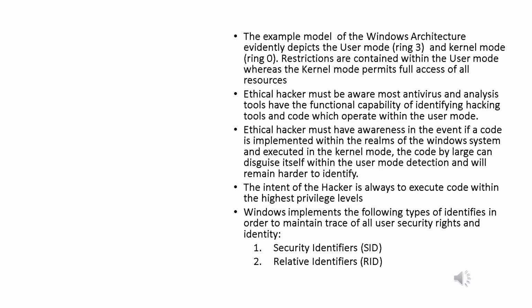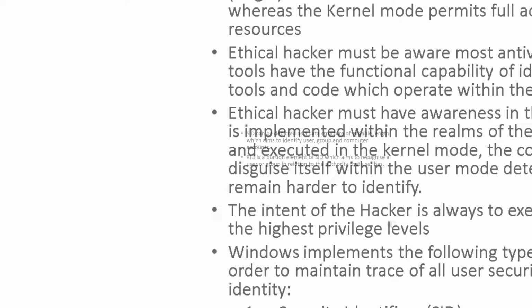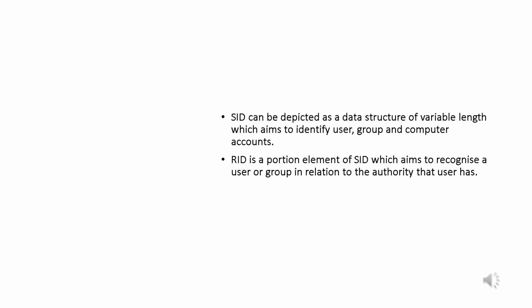Windows implements the following types of identifiers in order to maintain track of all user security rights and identity: security identifiers and relative identifiers. A SID can be described as a data structure of variable length which aims to identify user, group, and computer accounts. A RID is a portion of a SID which aims to recognize a user or group in relation to the authority that the user has.